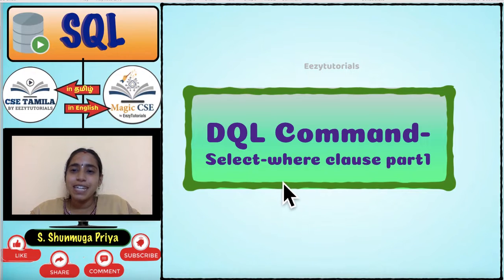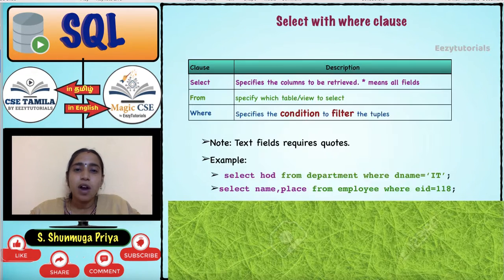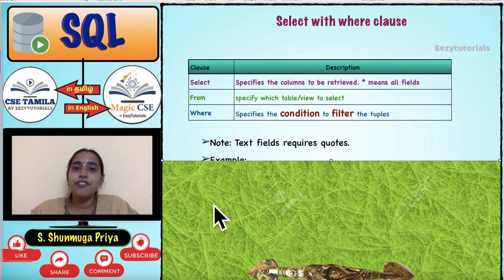We are going to see the DQL command select and the where clause. We already have an introduction to the where clause in delete from, then DML commands and all. We have certain DDL commands also. We have used this where clause.